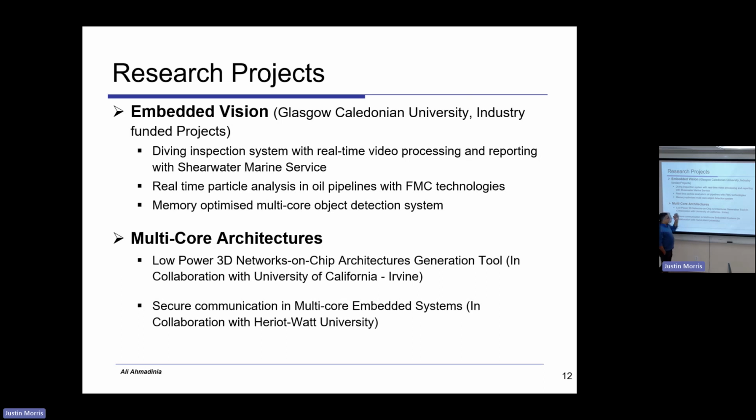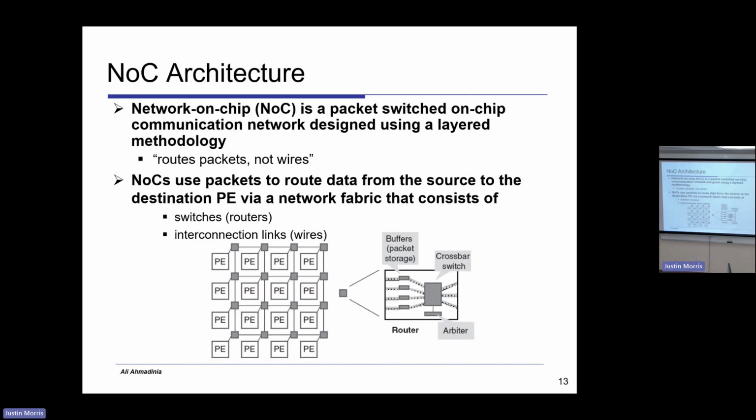So I mainly worked on the area of 3D network on chip when I was at UCI during my sabbatical, and then I also worked on the secure communications, the hardware security of the communication between these cores as well. So network on chip. When we are talking about network on chip, it is a communication medium that we use to communicate between different cores or processing elements that we have in the chip.